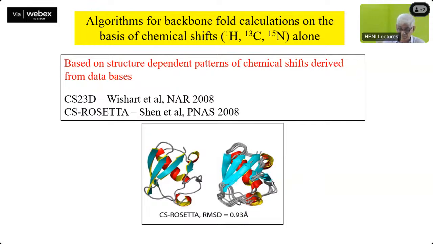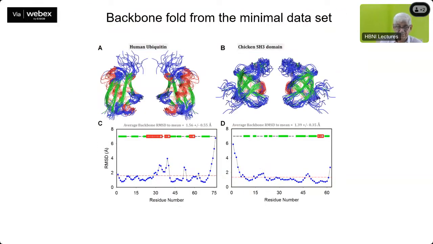And you see here, this is an example. So this is the structure of the molecule, the average structure. This is what you get on the basis of the structural data you have got there. This is an average of all of those. Okay, so from the minimal data set, you can calculate the structures of two other proteins. This is human ubiquitin, this is chicken SH3 domain, and all the chemical shifts are introduced. From the chemical shifts introduced, you calculate the structure using Rosetta. So then you get a structure which is like this.